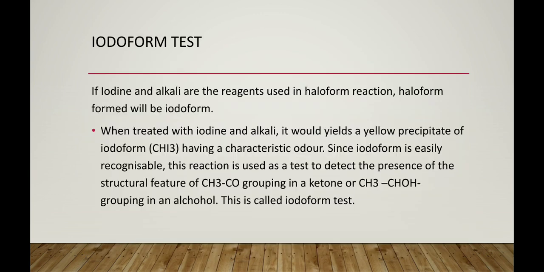Iodoform test. If iodine and alkali are the reagents used in haloform reaction, the haloform formed will be iodoform. When treated with iodine and alkali, it would yield a yellow precipitate of iodoform, that is CHI3, having a characteristic odor. Since iodoform is easily recognizable, this reaction is used as a test to detect the presence of the structural feature of CH3CO grouping in a ketone or CH3CHOH grouping in an alcohol. This is called iodoform test.